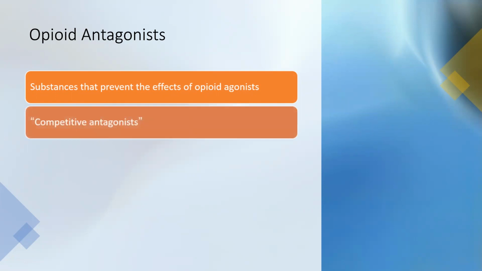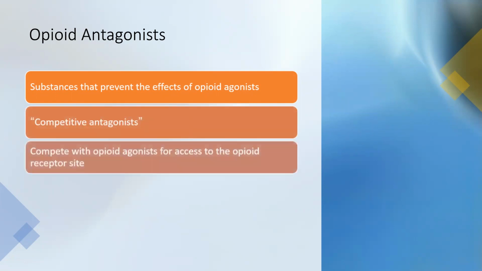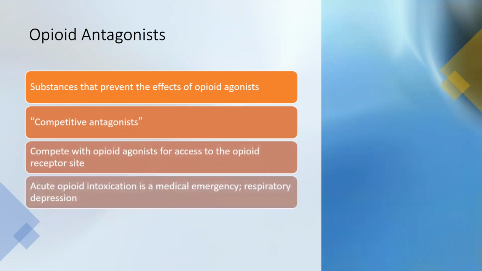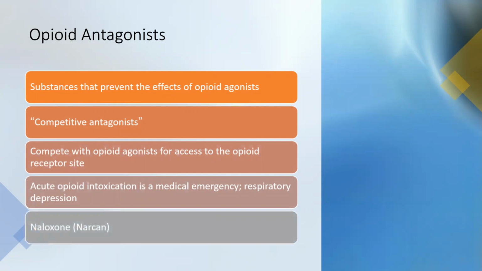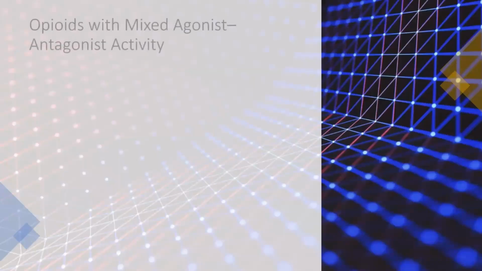They are always the competitive antagonists, and they compete with the opioid agonists for access to the opioid receptor site. Acute opioid intoxication is a medical emergency because of the respiratory depression. The drug is naloxone, which is also called Narcan.